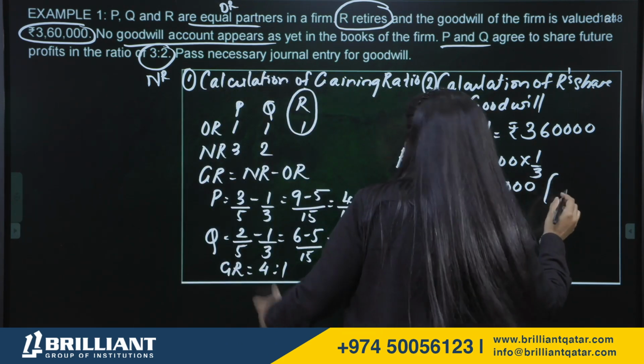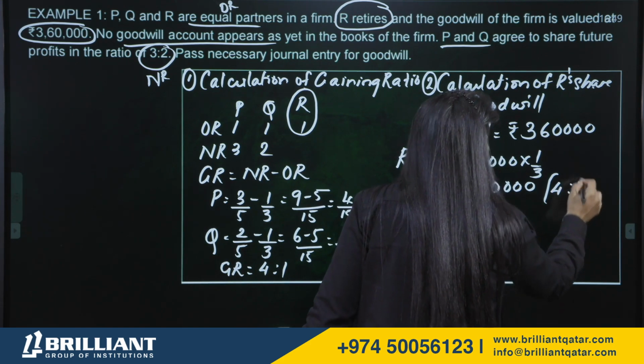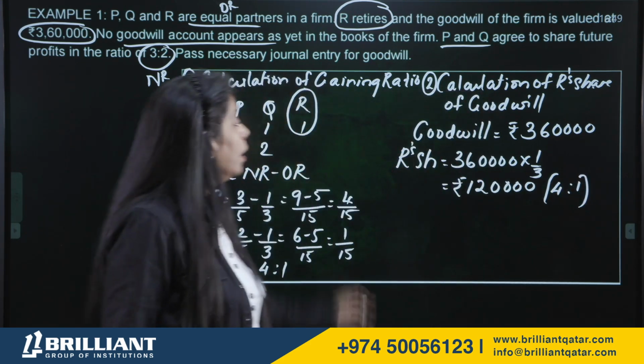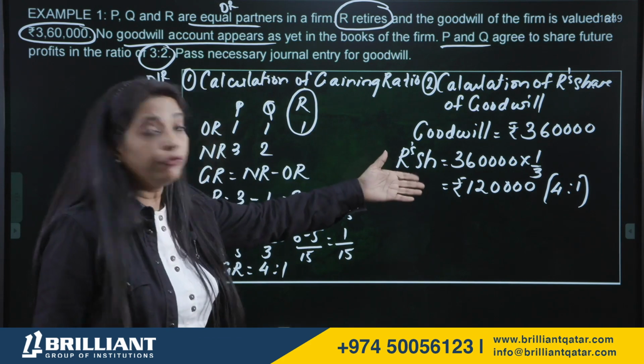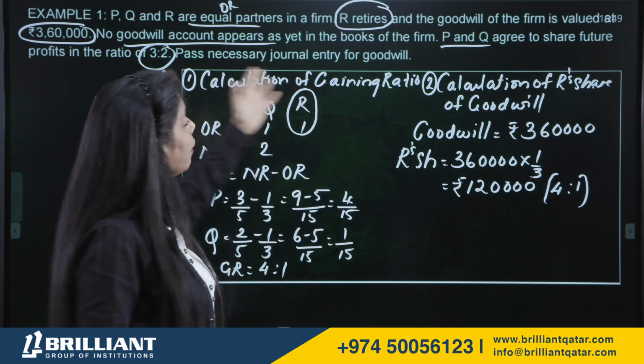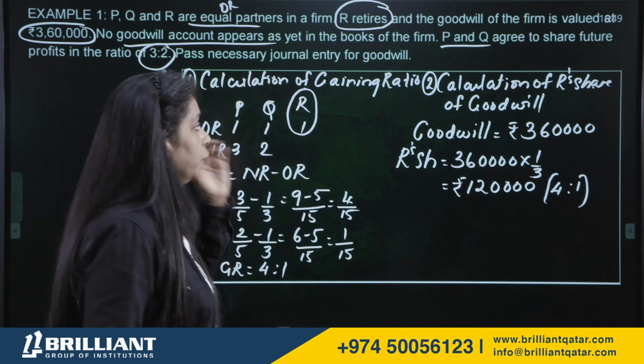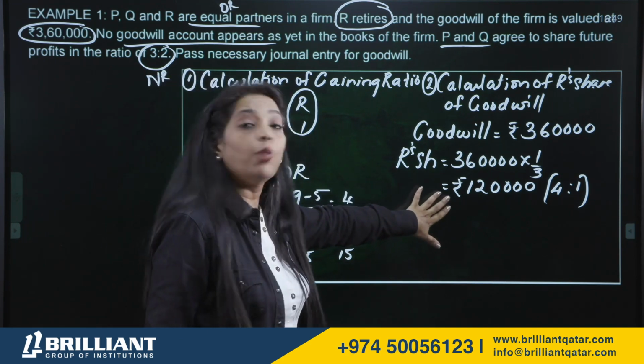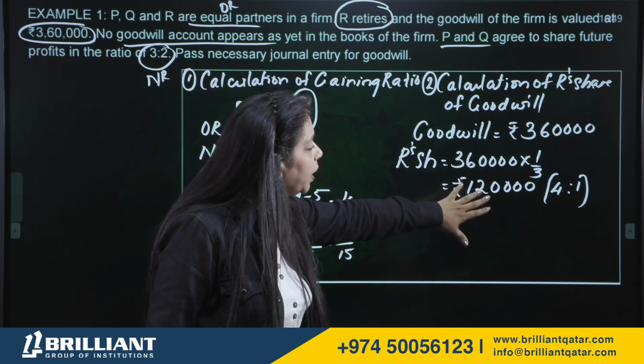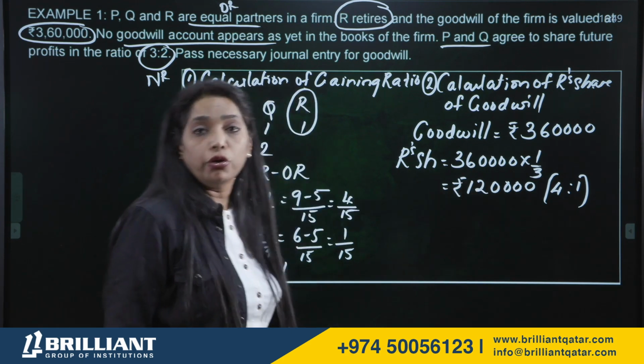This 1,20,000 will be distributed in the gaining ratio, that is 4:1. By whom? P will give 4 parts and Q will give 1 part. So the goodwill amount of R is 1,20,000, which has to be distributed in the gaining ratio, that is 4:1.